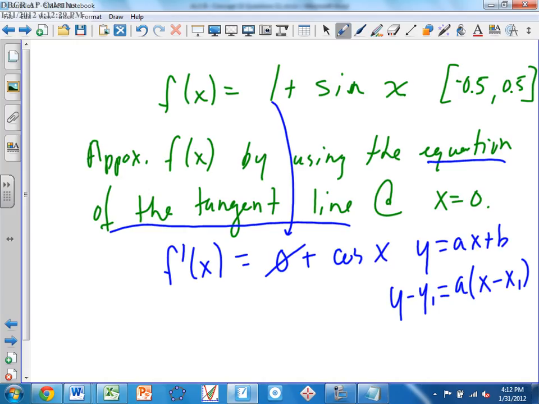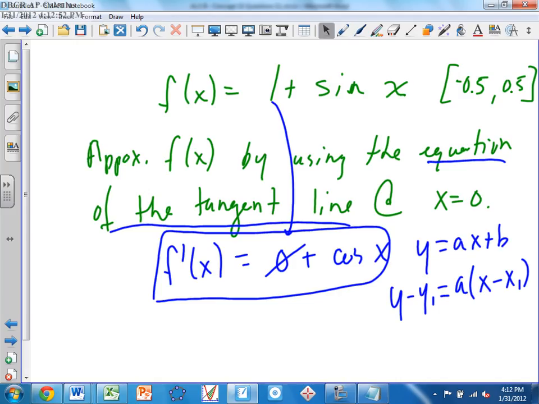Okay. Try and get caught up. So again, we're approximating 1 plus sine of x here, from negative a half to a half, at x equals 0. I'm sorry, not at the origin, but x equals 0. I don't know if it's the origin just yet. Now, I've figured out the derivative, cosine of x. I want to know what the tangent line is.